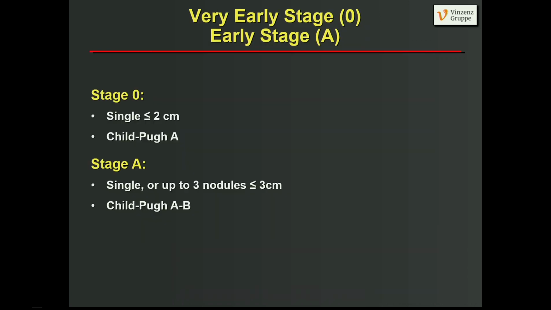So, if you have a patient with a very early stage, so stage 0, stage A, what is it? Stage 0 is a single nodule, single HCC up to 2 centimeters in a patient with good liver function or a Child-Pugh score A, and stage A would be a single or up to 3 nodules, not more than 3 centimeters, and the patient could have Child-Pugh cirrhosis stage A or B. And in these patients, basically, you have 3 different options.